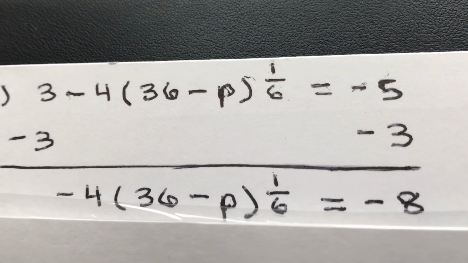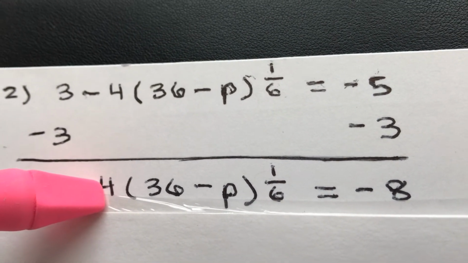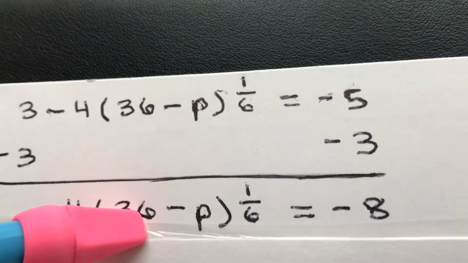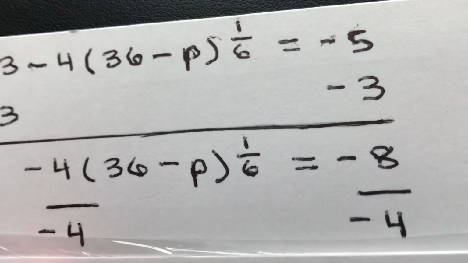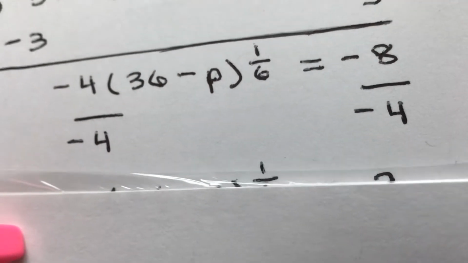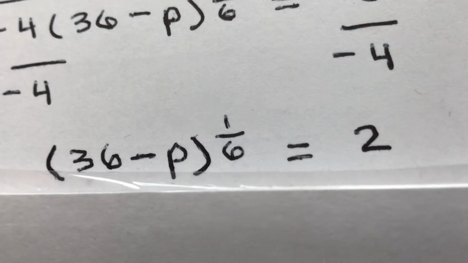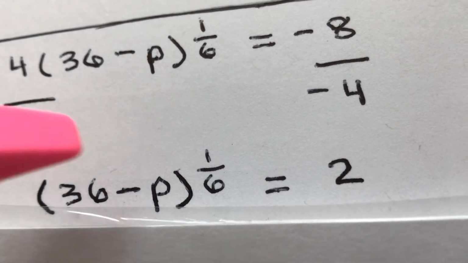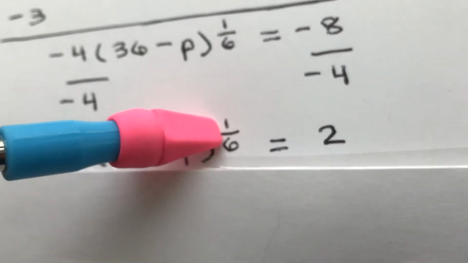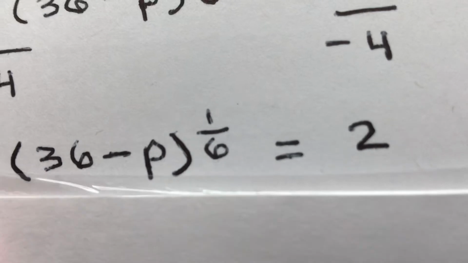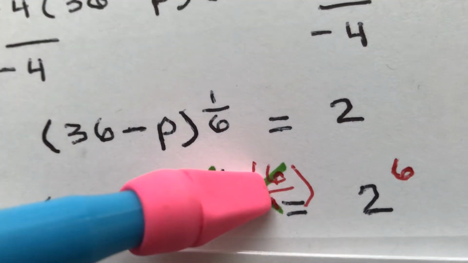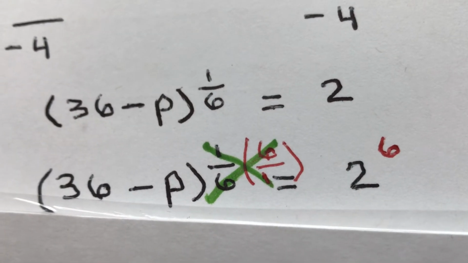What else is outside that parentheses? Well, we got that -4. -4 times the parentheses, times the quantity, 36 minus p. Opposite of times is divide. Let's divide by -4. -8 divided by -4, that gives me 2. Okay, now what else is outside the parentheses? That rational exponent is. How do we get rid of that rational exponent? Do the reciprocal. Reciprocal of 1/6 is just 6. 6/1, just 6. But 6 over 1 on both sides.